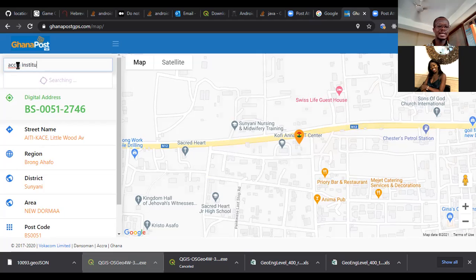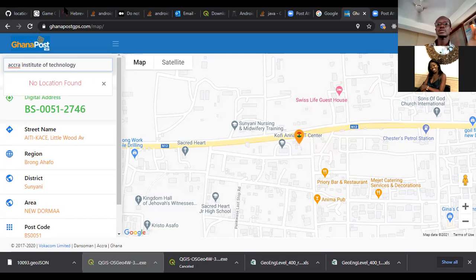I'm trying to look for AIT here. It's not coming up. Accra Institute of Technology, not coming up. You're not on their database. So you see, all this has to be collected. The university is not on this database. It means someone has to update it.